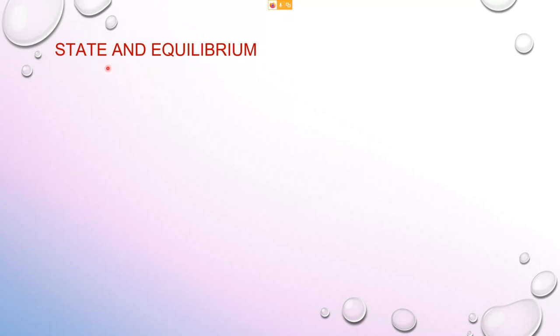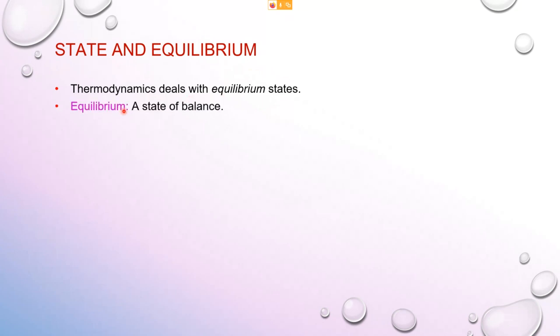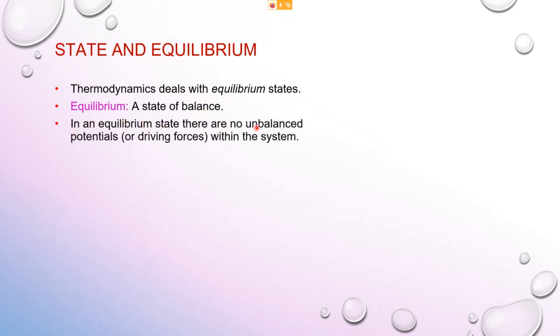Now the next thing is about state and equilibrium. What is a state? Usually we call it a state point. And what is equilibrium? It will be explained here. Thermodynamics deals with equilibrium states, that means the state of balance. Equilibrium means a state of balance. In an equilibrium state, there are no unbalanced potentials or driving force within the system. There will be no unbalanced potentials or any driving force within the system when you say the word equilibrium.